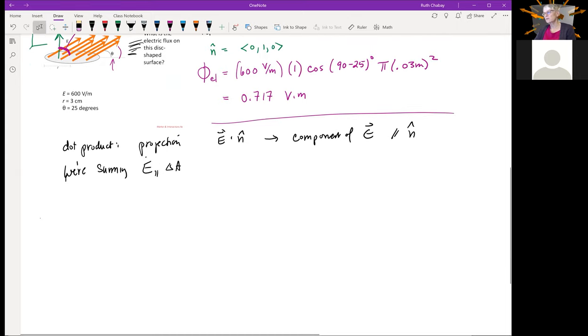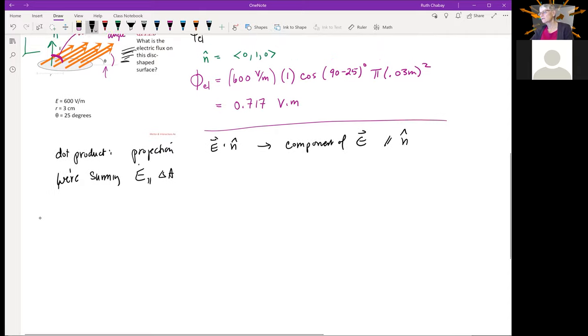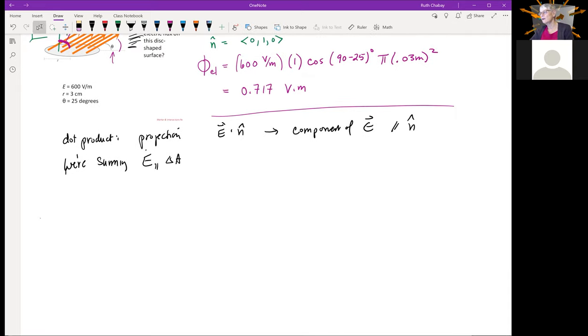Now another way to think about this, which some people like because it's a geometric thing, and some people hate because it's a geometric thing, is that you can think of this E dot n hat delta A as a projection of E onto n hat and then multiply by delta A. Alternatively, you can think of it as projecting delta A onto an area that's perpendicular to E. So if we have E here and n hat here, we're getting the perpendicular component of E. But a different way of thinking about this is to think that we could be projecting the area itself.